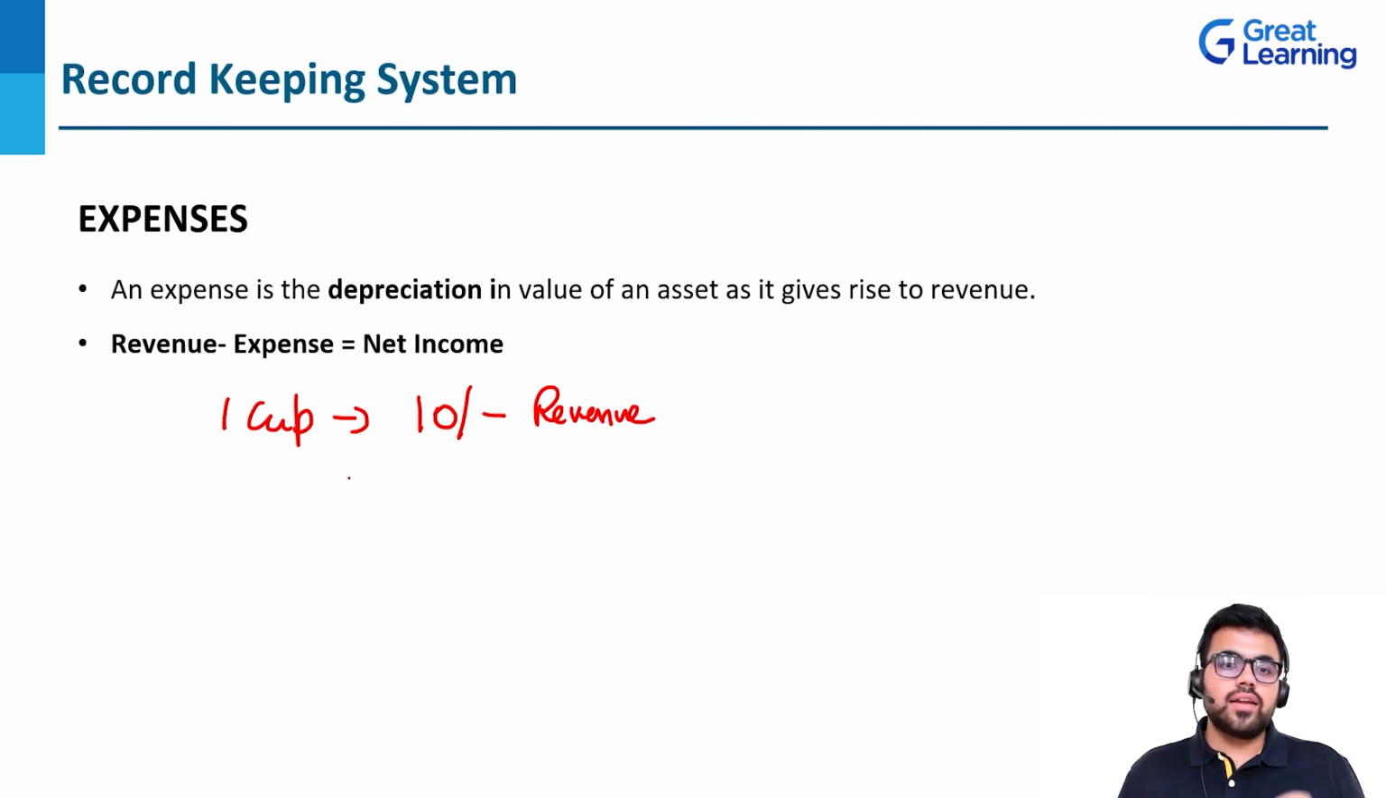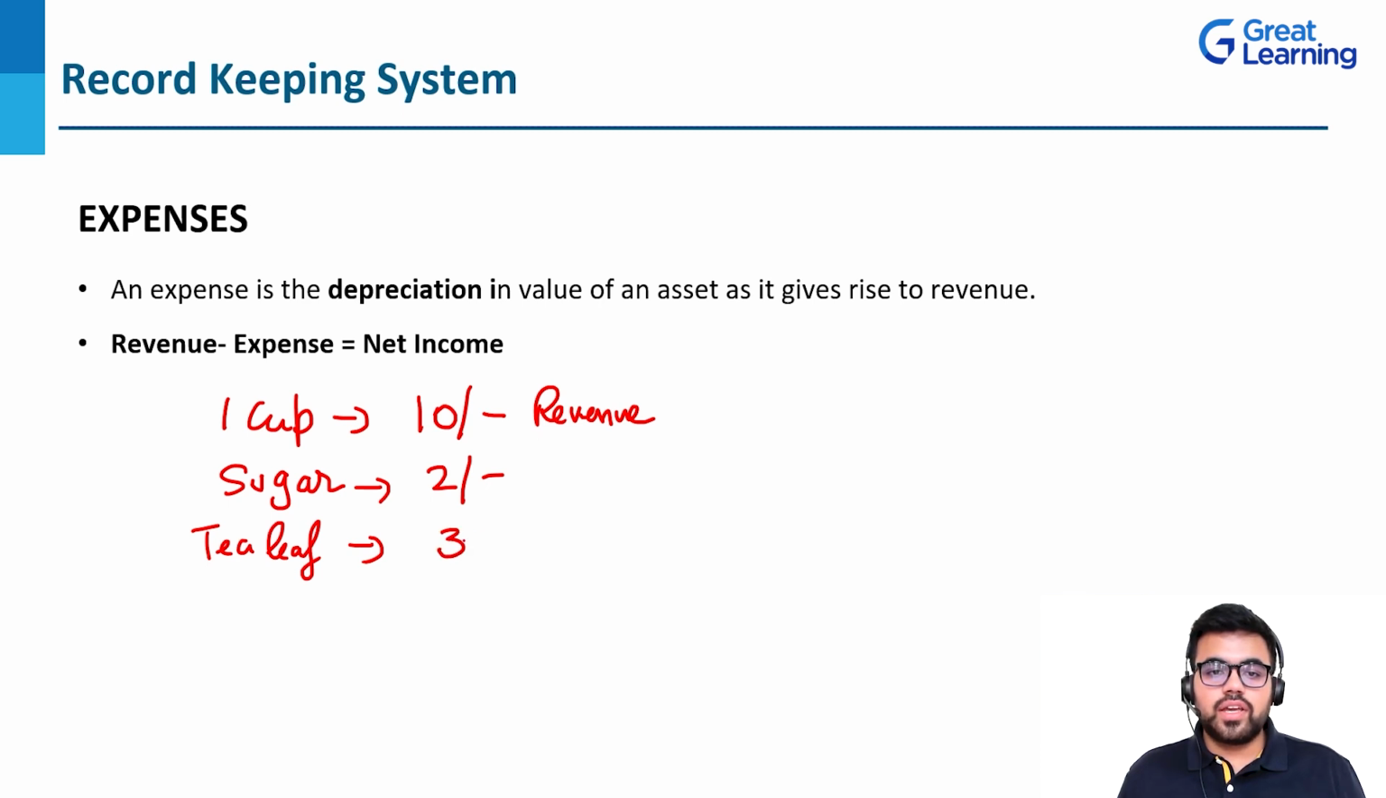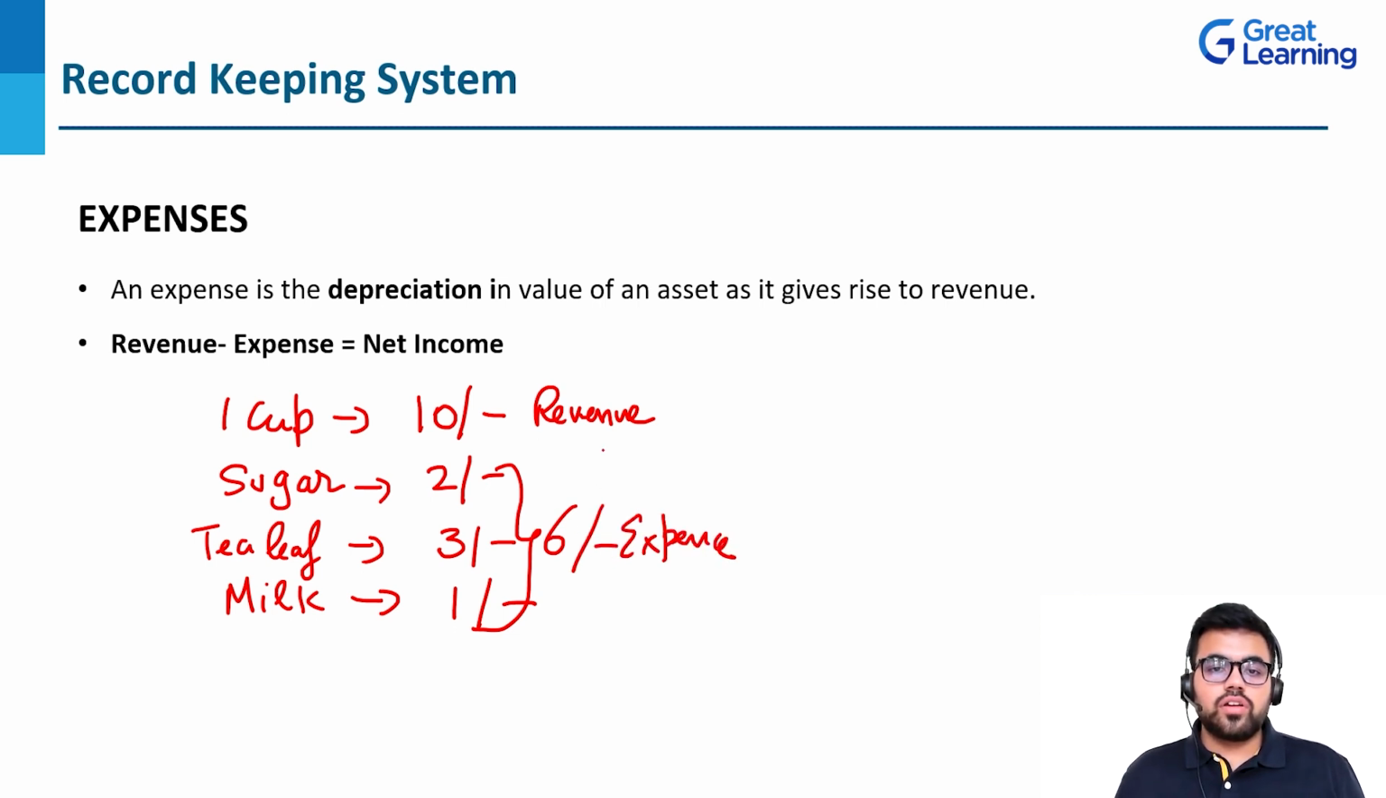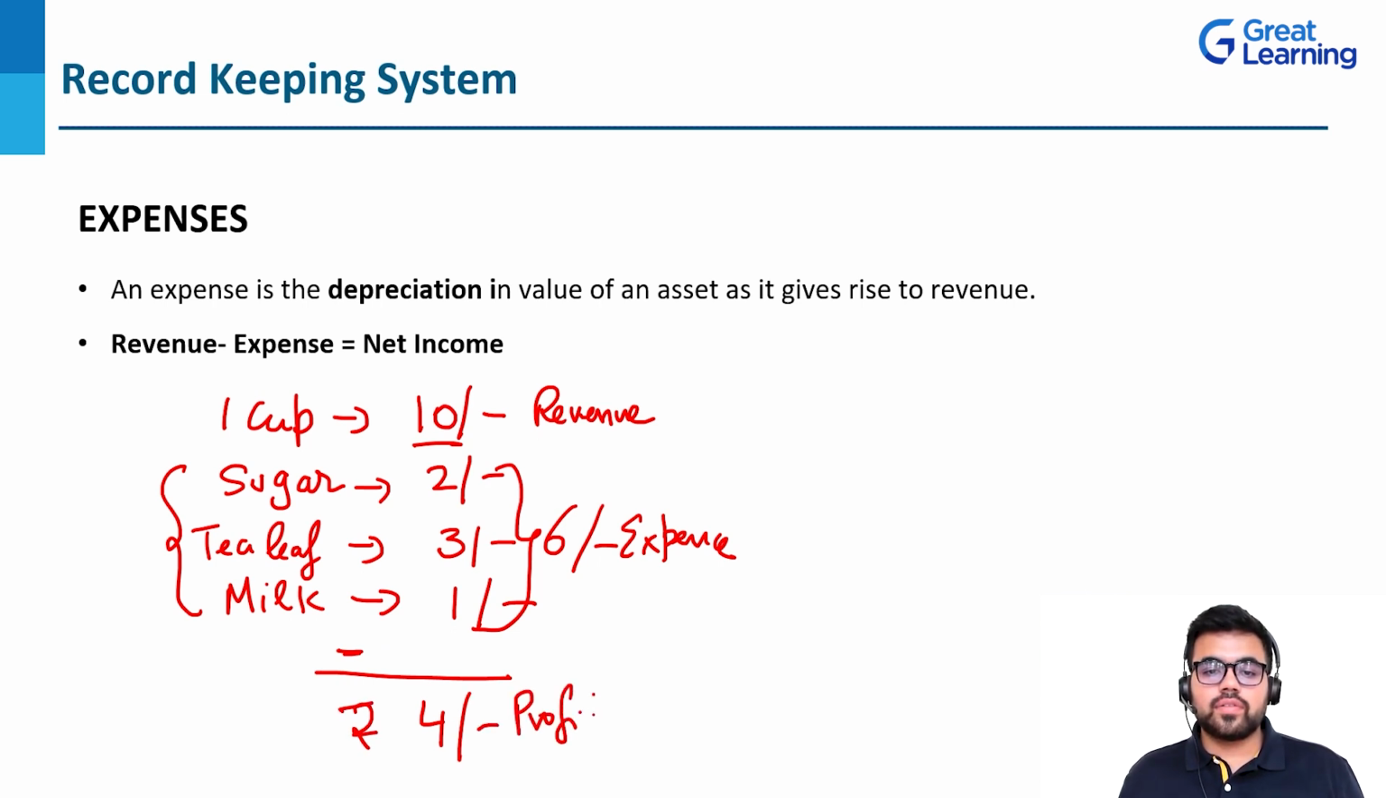You would also have certain expense in it. Like to make a cup of tea, you would need what? Sugar. Let's say in a cup of tea, it is rupees 2. You would need tea leaves. That would be rupees 3. And milk would be, let's say, 1 rupee. So now these three sections, 2, 3, 1, your 6 rupees would be your expense. Now, if I subtract the cost that I have incurred out of my revenue, I'll get rupees 4. That is my profit or net income.